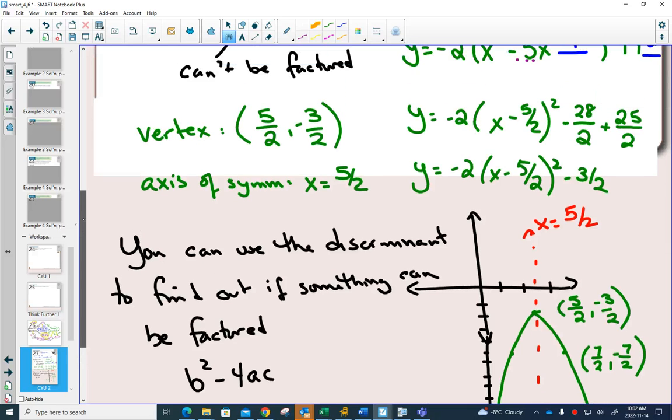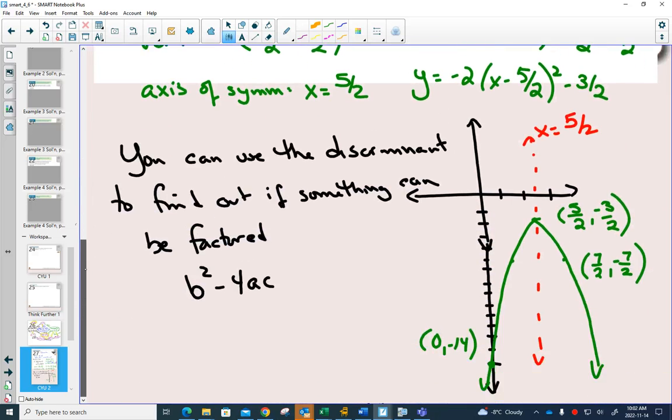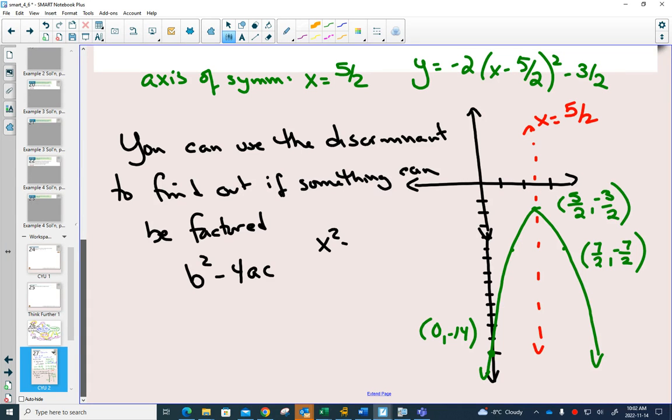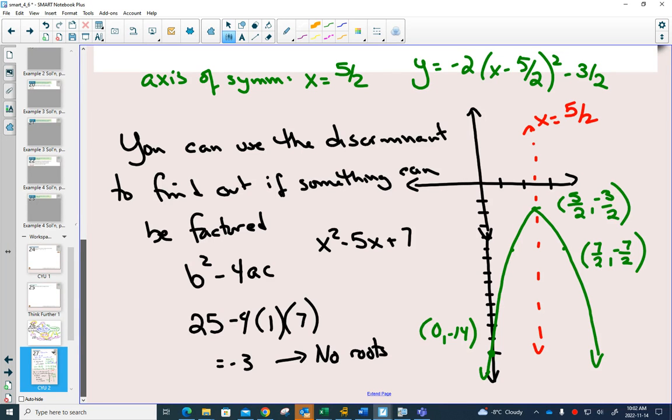If I scroll up just for a second here, we had x squared minus 5x, right? We are wondering, could this be factored? If I plug that into my discriminant, negative 5 squared is 25 minus 4 times a, which is 1, times c, which is 7, is equal to negative 3. Okay? This negative 3 tells us that there would be 0 roots, no solutions.